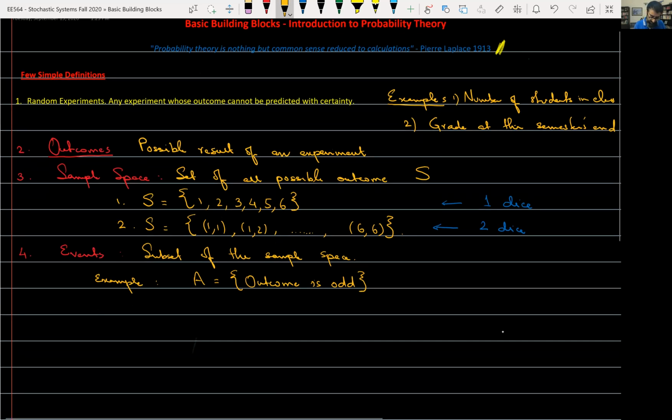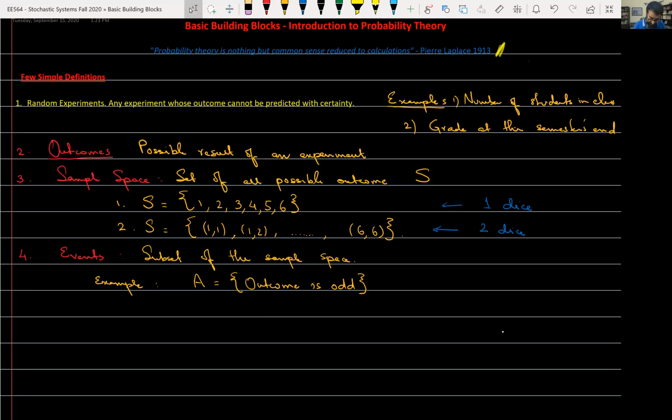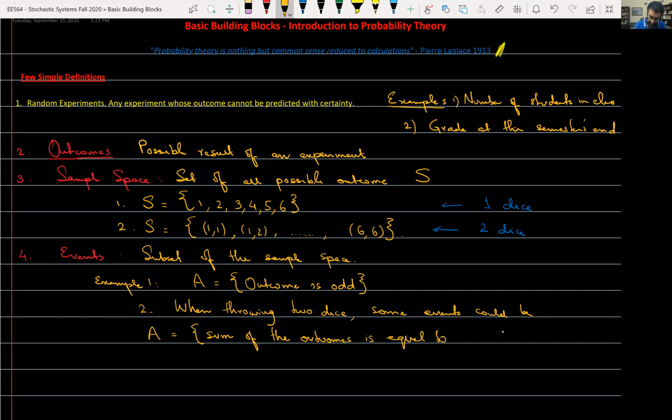So for example, another example, example 2: when throwing 2 dice, some events could be that A is the event that the sum of the outcomes is equal to 6.